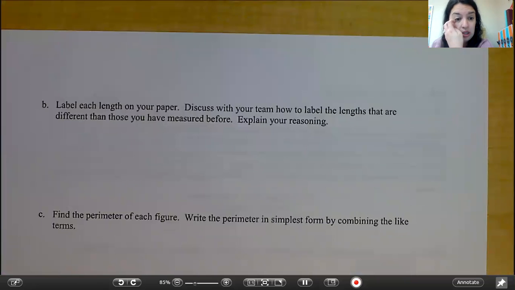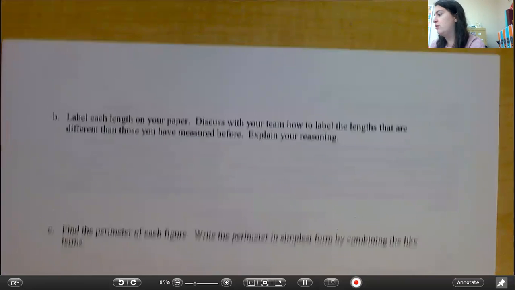Part B says label each length on your paper. Discuss with your team how to label the lengths that are different than those you have measured before. Explain your reasoning. Go ahead and pause your video and try B. You're doing it for all of the figures.